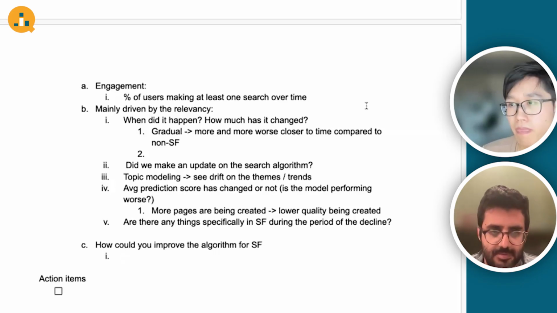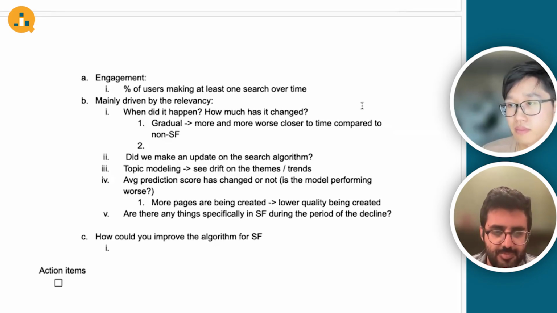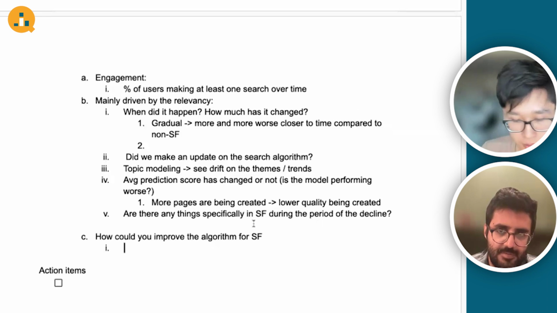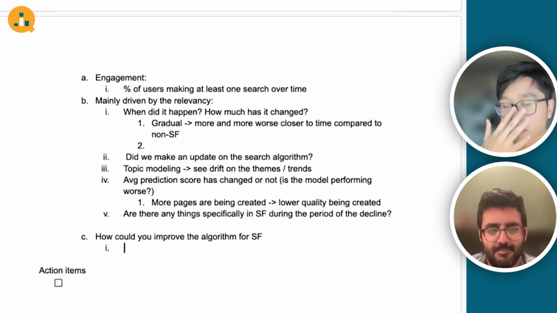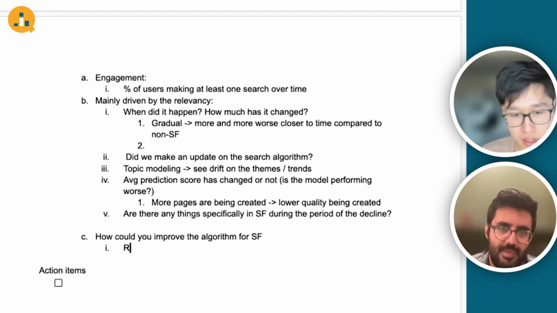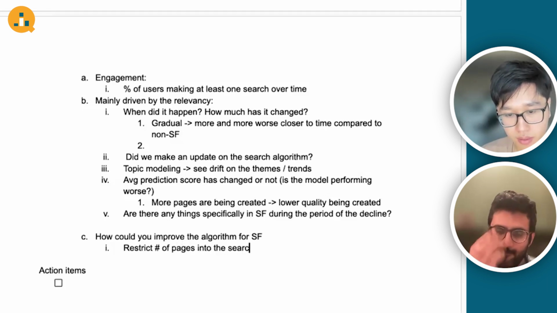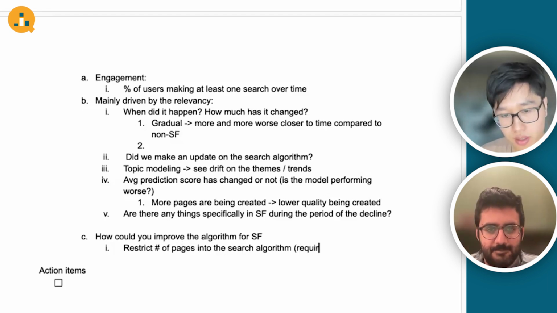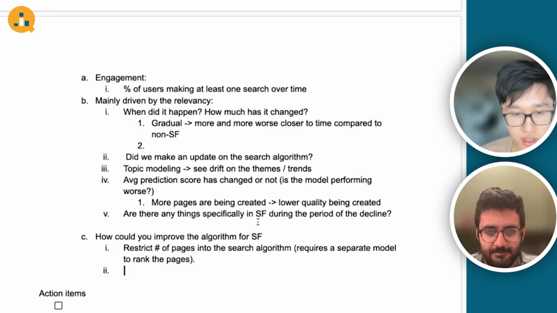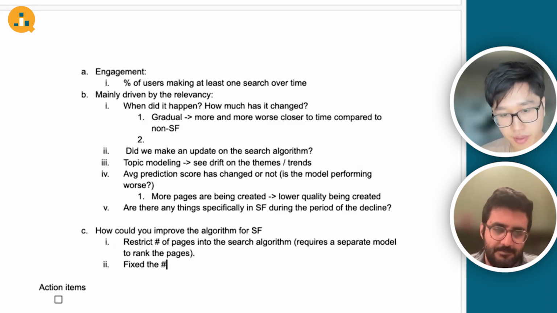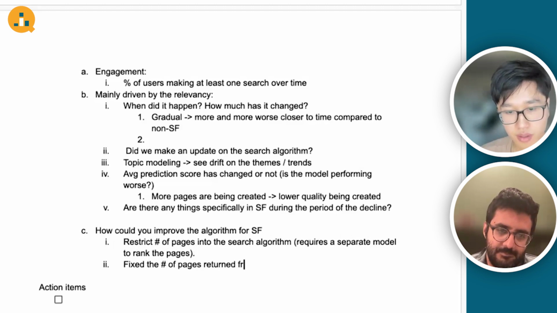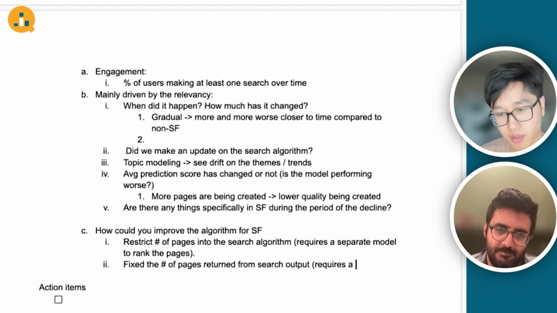Yeah, that sounds good. Did you want to enter improve the algorithm? I think you had two points, right? Yeah, I have the two points. Number one, I'm going to type it here, so it's easier to follow. Restrict the number of pages into the search algorithm, which requires a separate model to rank the pages. Number two, it's basically to fix the number of pages returned from the search algorithm, from the search output, which also requires a separate model.